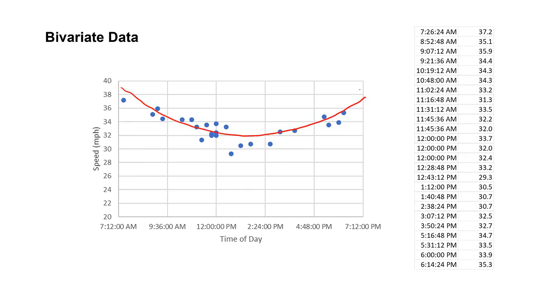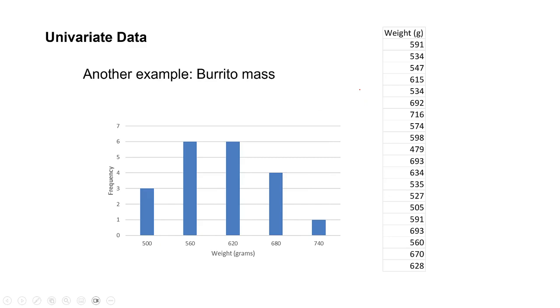Another example, here we have univariate data. We're just collecting a bunch of burritos and weighing them. This was an actual experiment I did with a bunch of students a couple years ago. We have the weights of all of the burritos, and because there's only one thing we're measuring, really the only way we can visualize this is as a distribution. So we can make these bins. The bin widths here are 60.